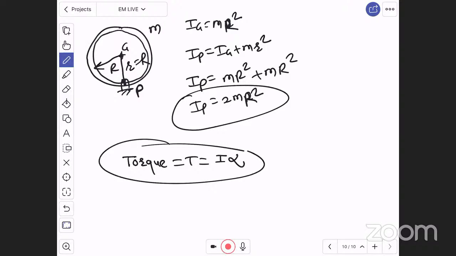And my dear students, torque is nothing but I alpha. I is the mass moment of inertia, and alpha is the angular acceleration.